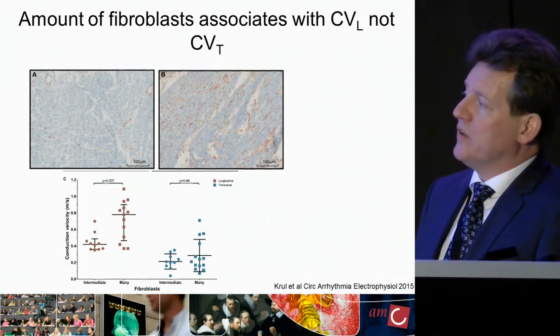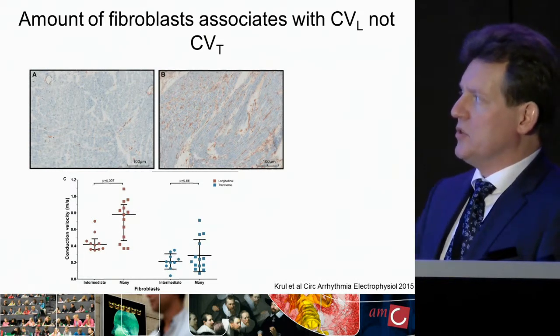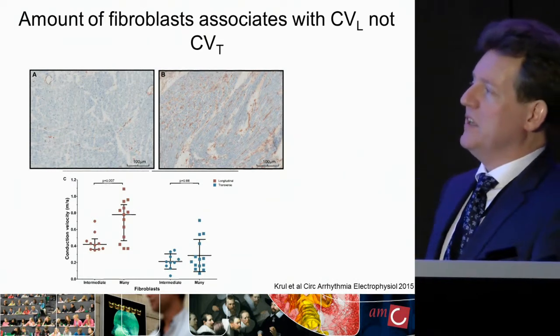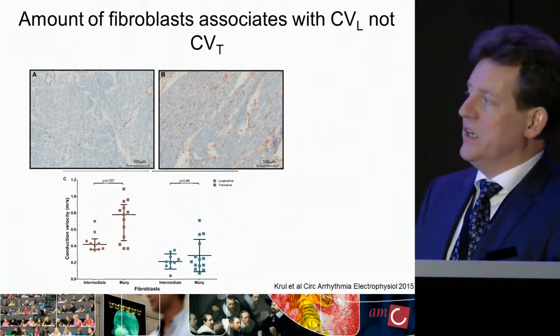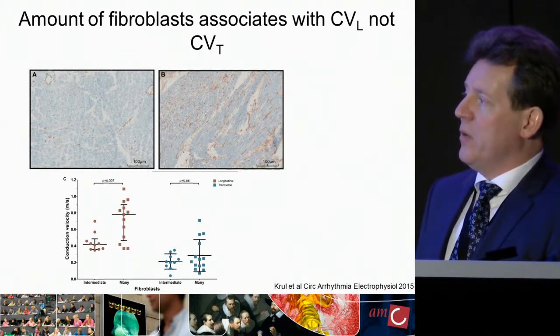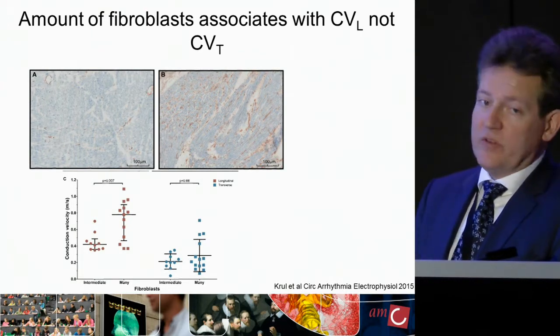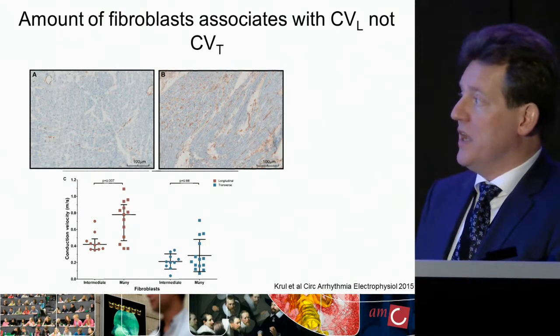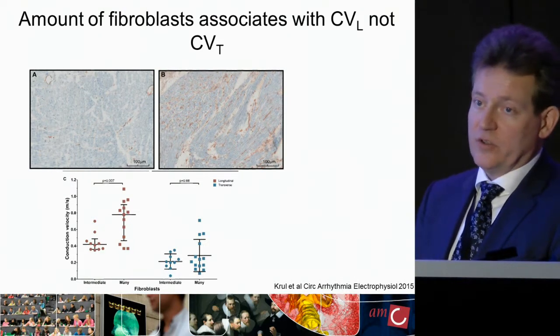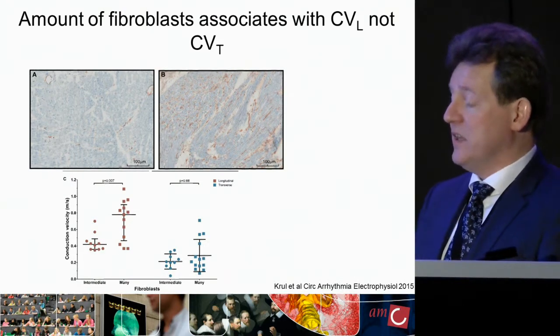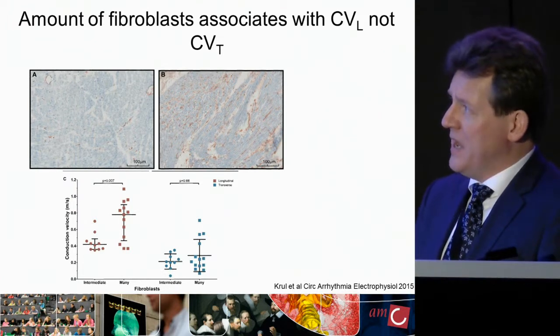and that there was a relation between the change in conduction velocity and the density of fibroblasts in the tissue. It was a qualitative assessment, where many fibroblasts were associated with an increased longitudinal conduction velocity, and there was no difference again in the transverse conduction velocity, pointing at increased anisotropy.